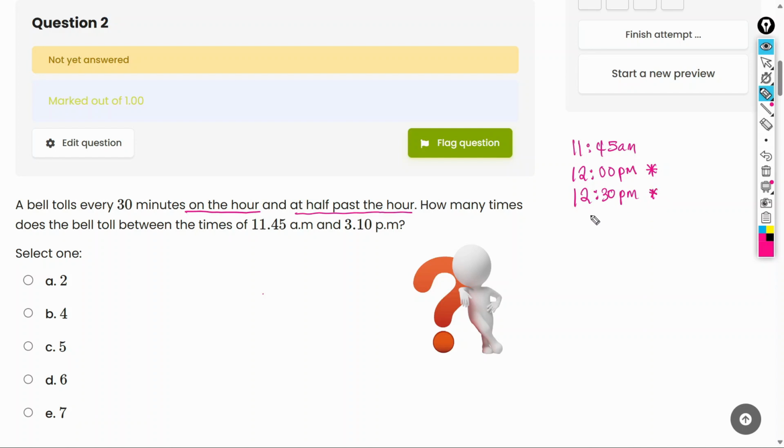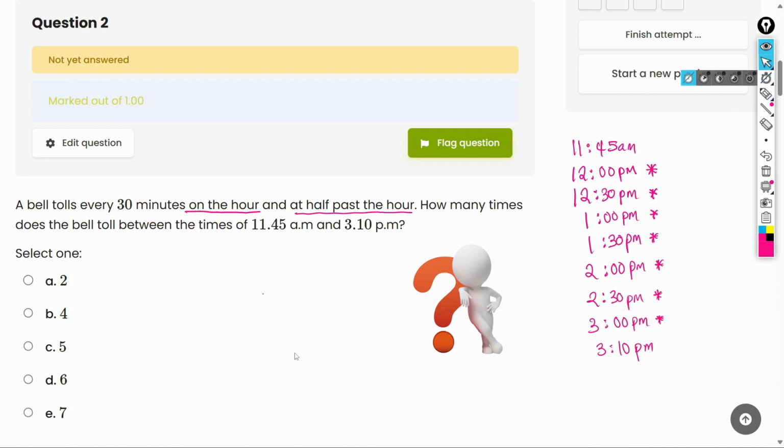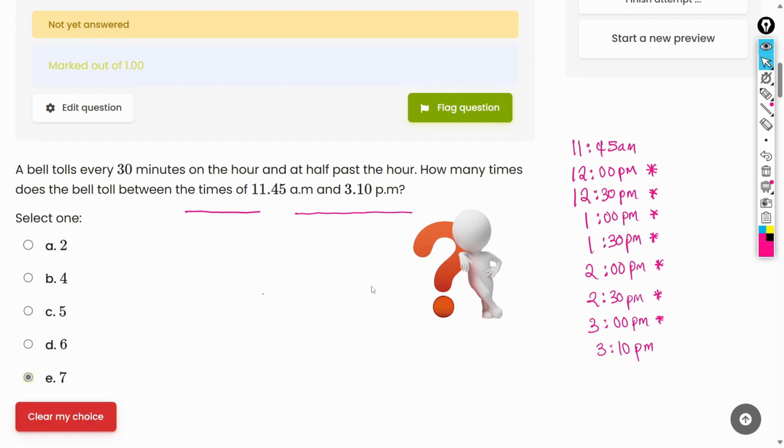It tolls here. After 12:30 we have 1 p.m. Tolls here. We have 1:30 p.m. Tolls here. We have 2 p.m. Tolls here. We have 2:30 p.m. Tolls here. We have 3 p.m. It also tolls. So the bell tolls 1, 2, 3, 4, 5, 6, 7 times. Tolls 7 times. That's right here.